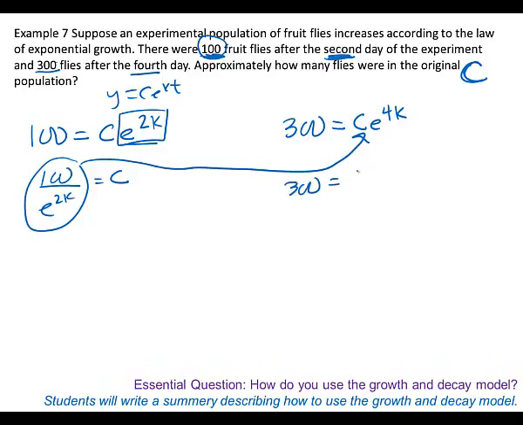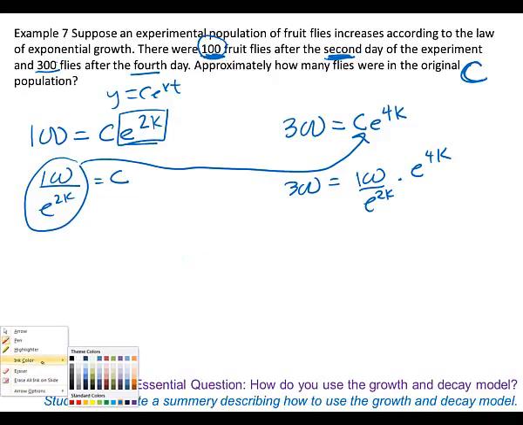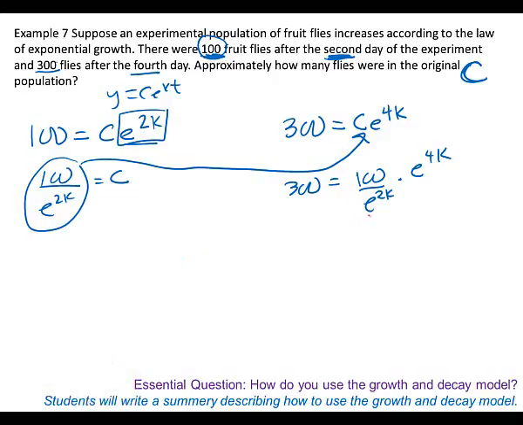So 300 equals, all right, I'm putting in the 100 e to the 2k for the C times e to the 4k from the original problem. All right, what's going to happen with the e to the 2k and the e to the 4k? That's going to cancel. This is going to reduce to what? 2. So we have 300 equals 100 e to the 2k.